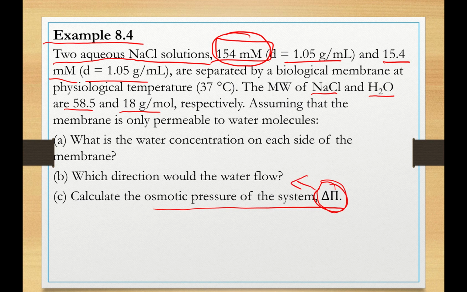So we don't even need this one, but we are also going to carry out the determination of water concentration on each side of the membrane to make sure that our result of delta pi agrees with the principle of diffusion. So water should diffuse from high water concentration to low water concentration. So let us start from A.